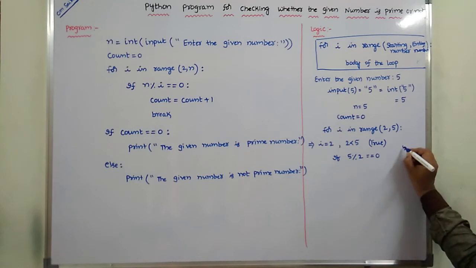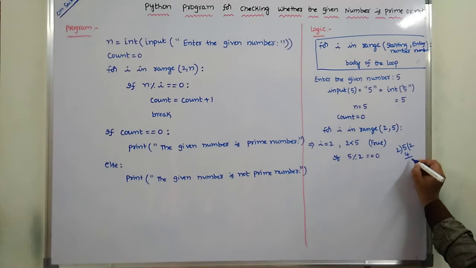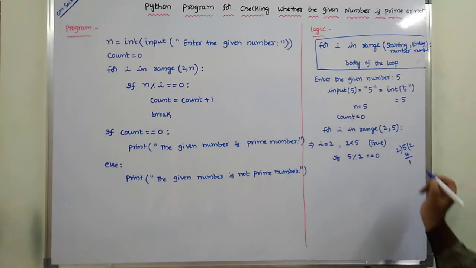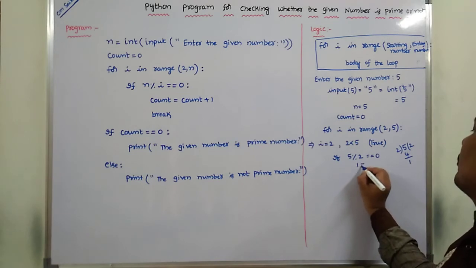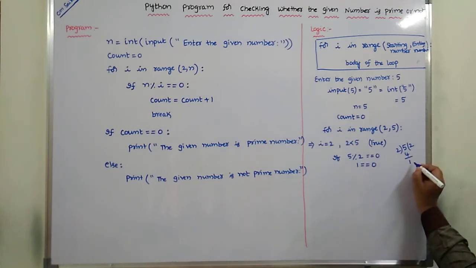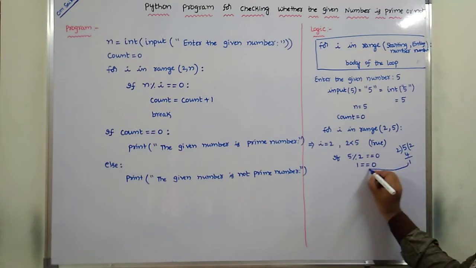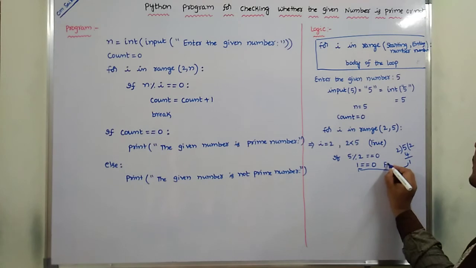I am checking: 5 can be divided by 2, 2 2s are 4, remainder value is 1. So here I am getting remainder value 1. 1 equal to 0? That is false.